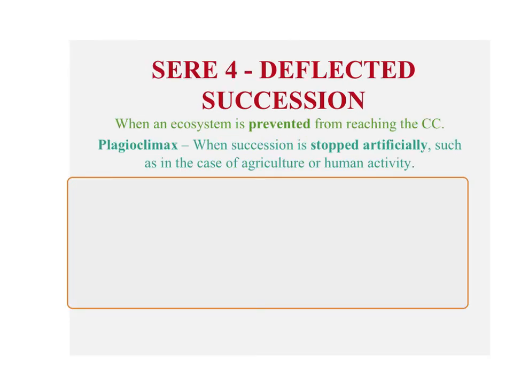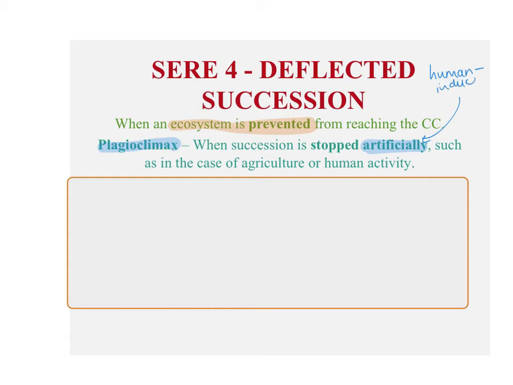However, despite climax community being the overall goal of an ecosystem, sometimes we can have situations where an ecosystem is prevented from reaching this point, and this is called a plagioclimax. Okay, and this is when we're stopping succession, but it has to be artificial, so it's normally human induced.